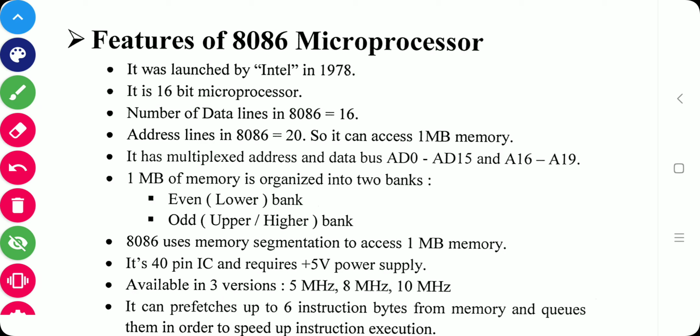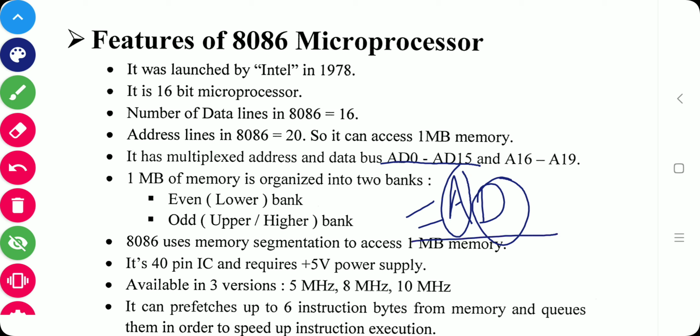Then it has multiplexed address and data lines. Multiplex means the same pin is used for the address as well as data. The same pin carries address as well as data. So that is called the multiplexed address and data lines. There are 16 multiplexed address and data lines, that is AD0 to AD15.